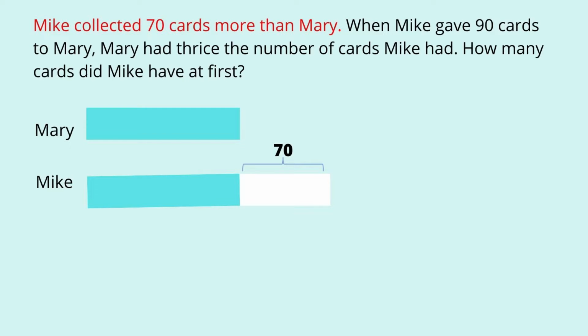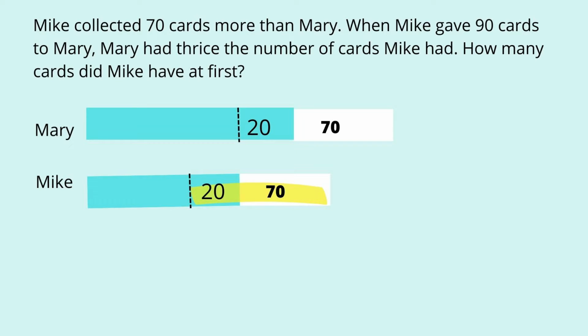Okay? Next, Mike gave 90 cards to Mary. In this case, we need to cut or move 90 cards out from Mike's model. This part is only 70, so we need another 20 to make it 90. Then this whole figure will be moved to Mary's model. Mike is left with this part only.